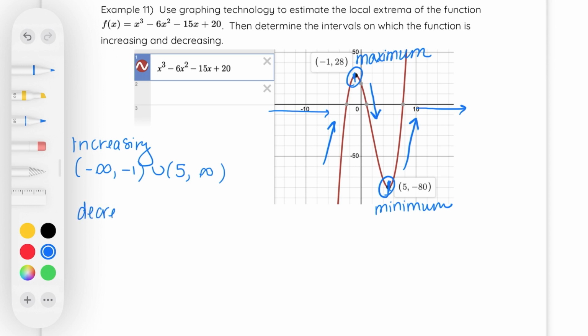But I have a small place where I am decreasing. I am decreasing in between -1 and it looks like 5 here. So as my x values are increasing, my y values are decreasing in between -1 and 5.